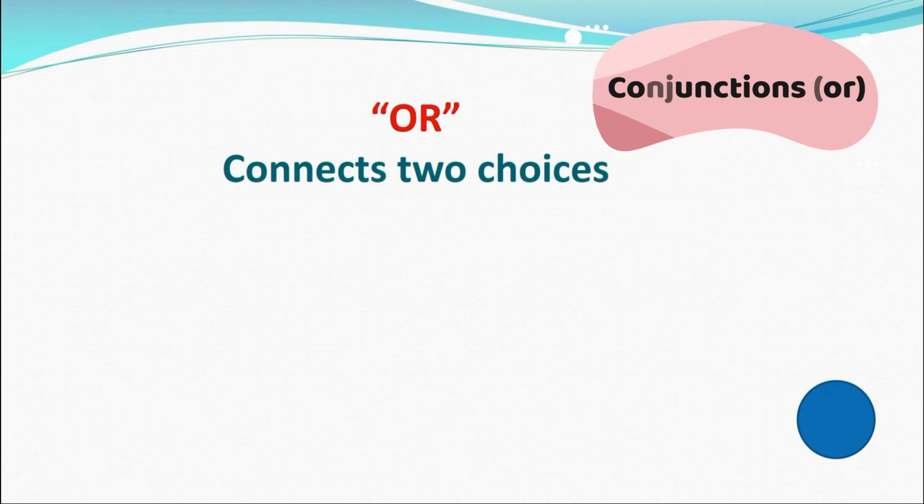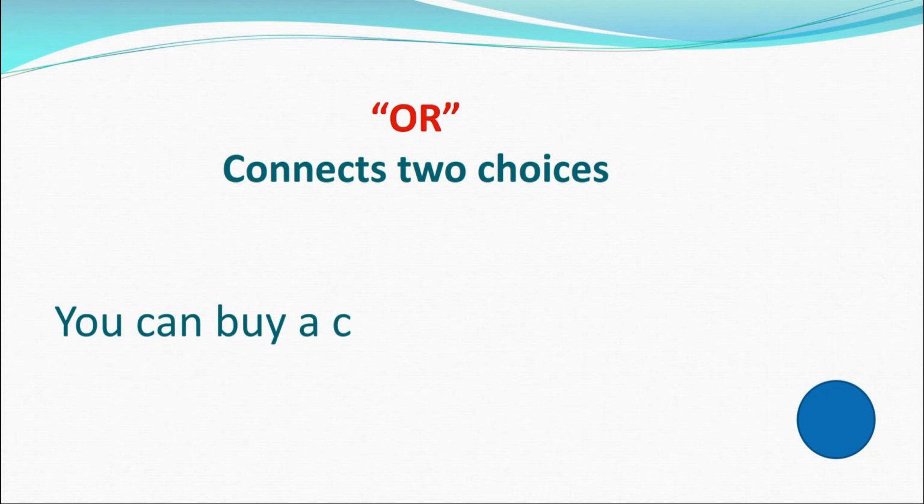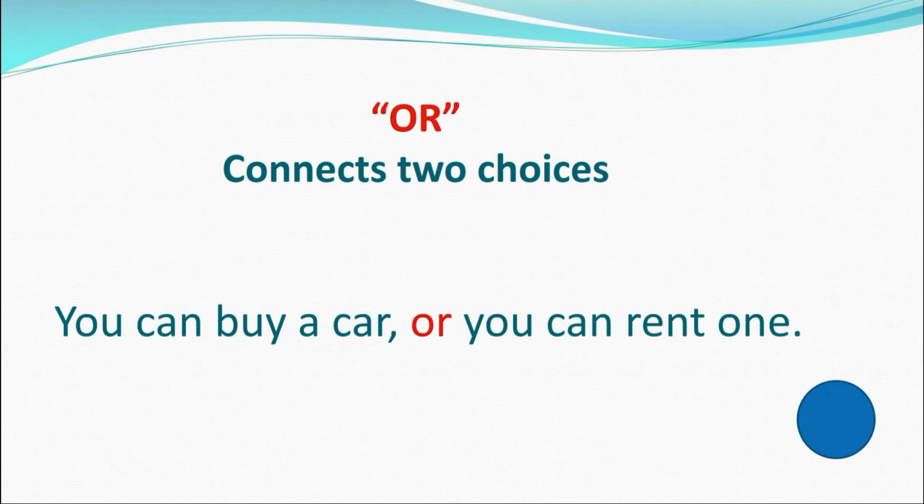Or: this connects two choices or more. You can buy a car or you can rent one. So you have a choice of two things, to buy a car or rent one. So we use or in this compound sentence.